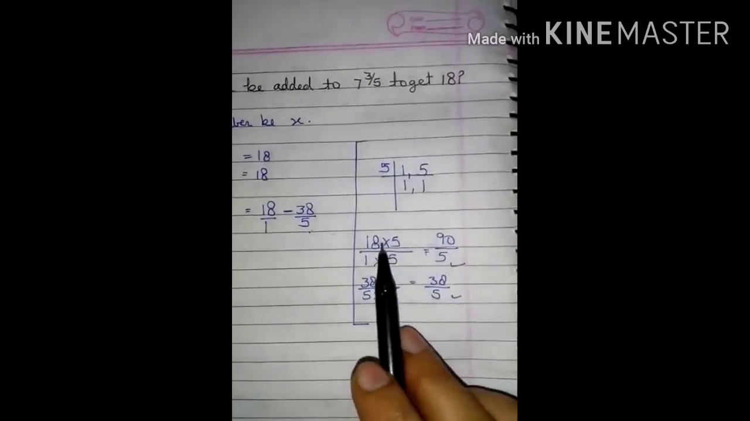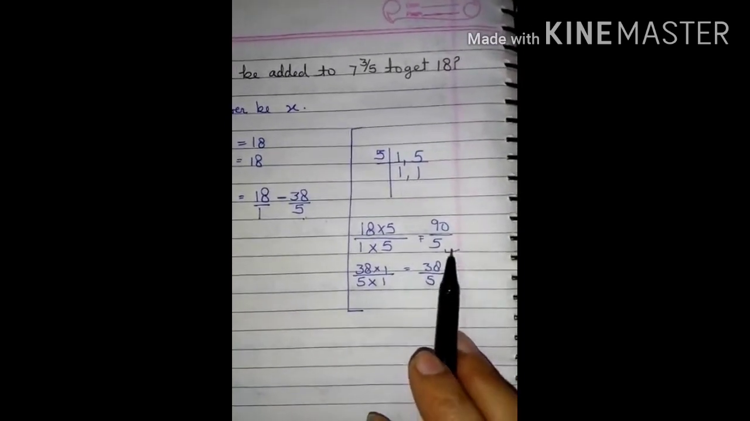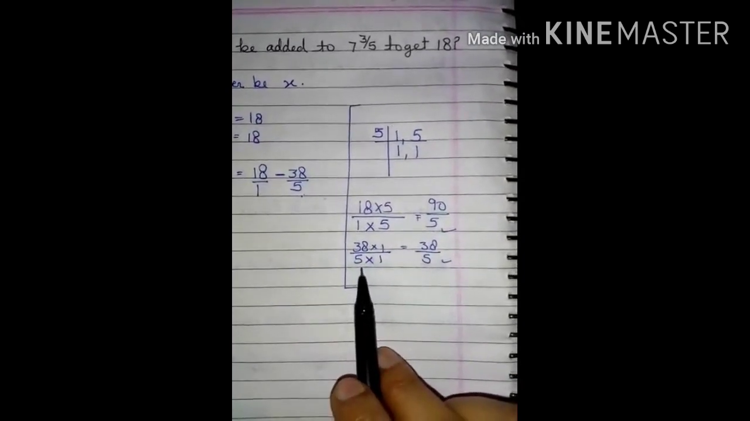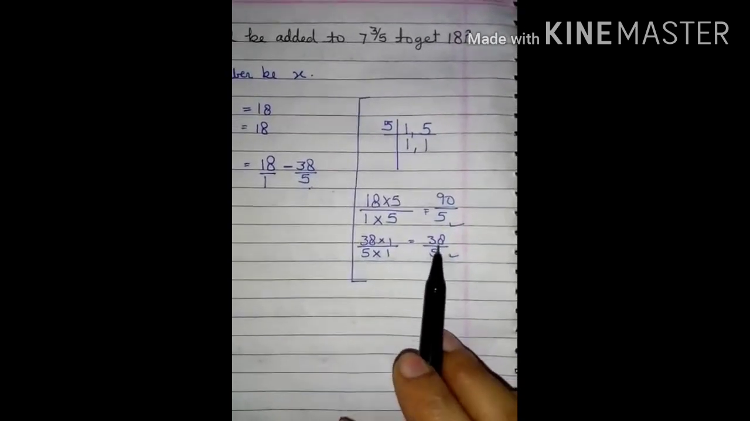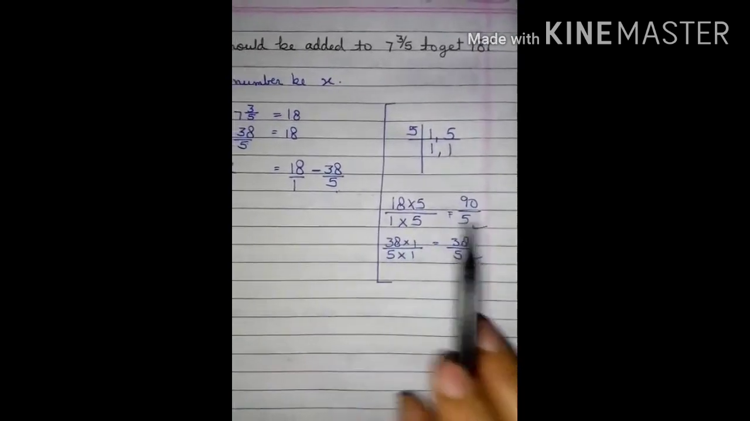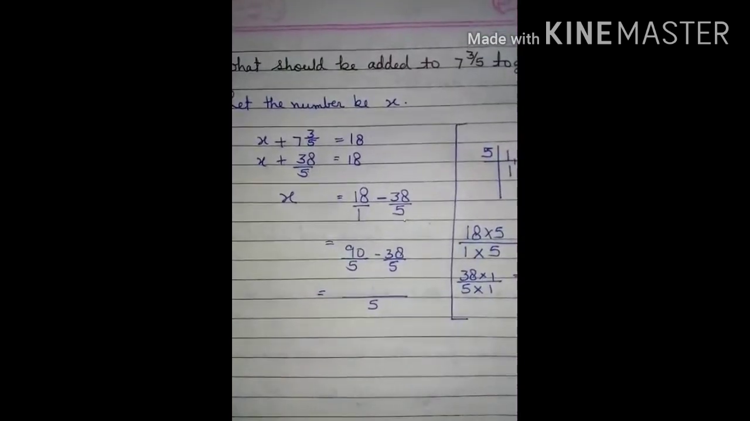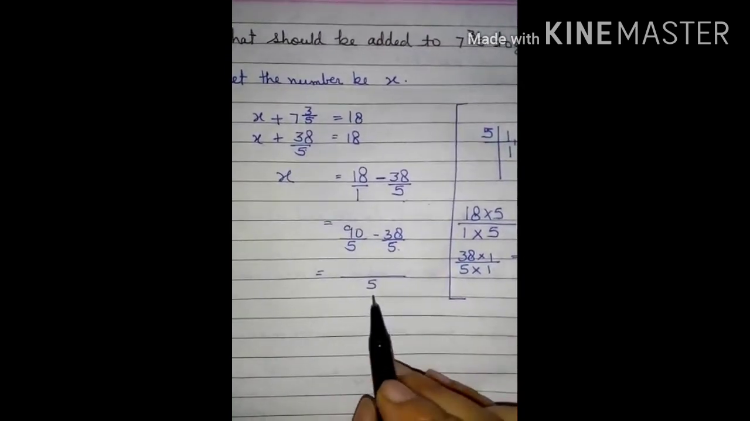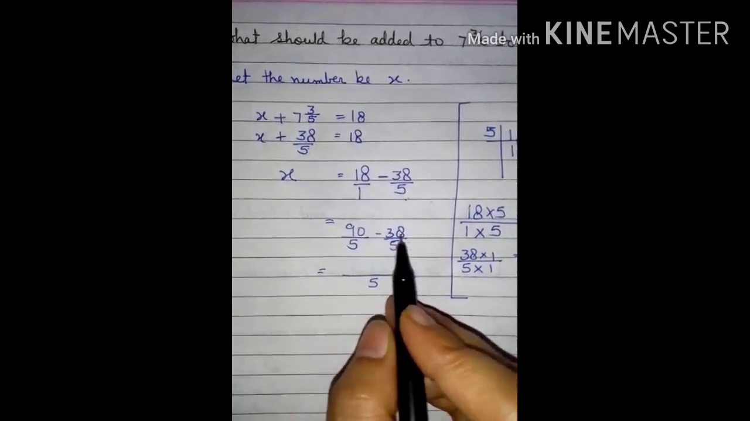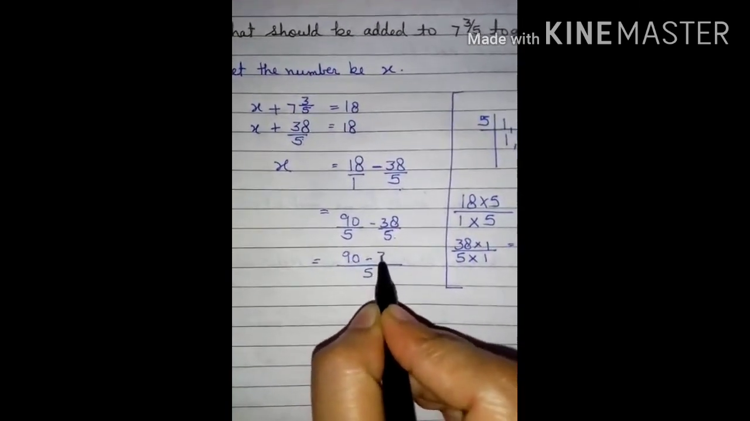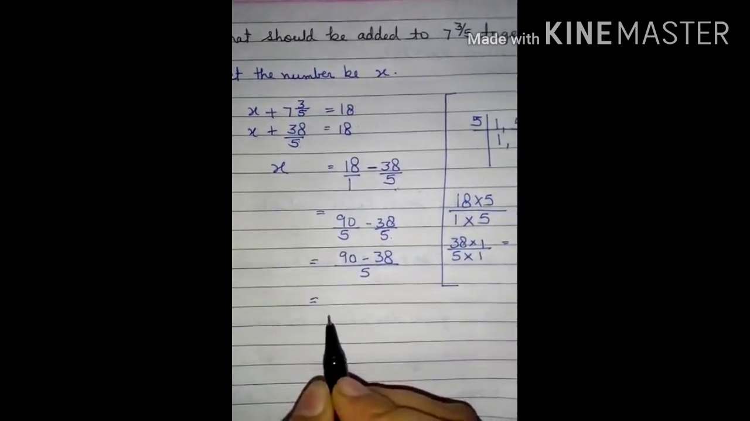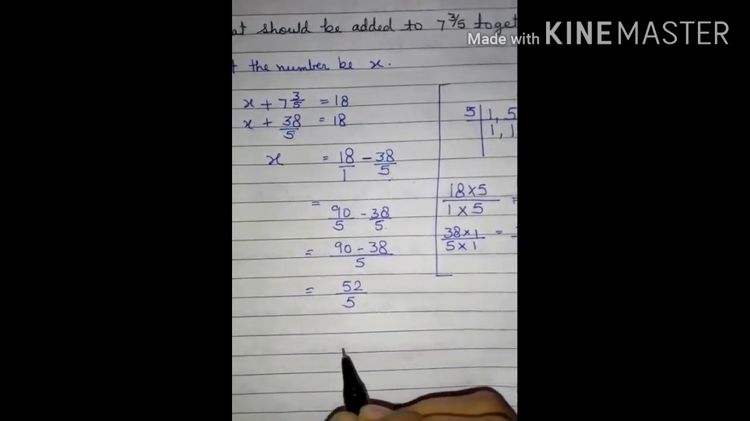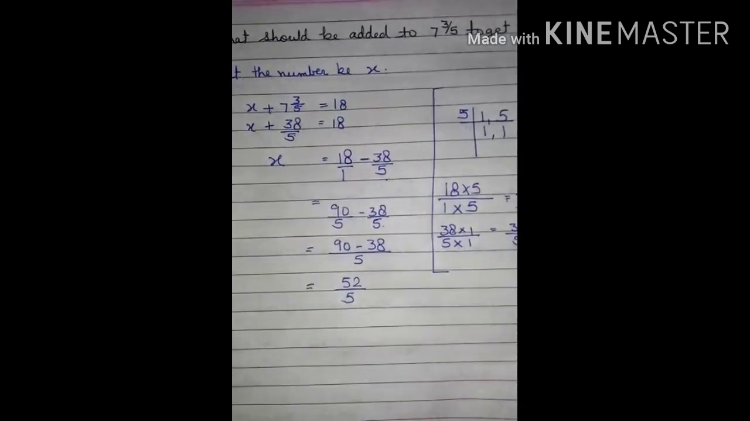Now you can see 18 upon 1, the denominator I have made 5 by multiplying with 5 upside and downside, and 38 upon 5 already has 5 in the denominator, so I have multiplied by 1. Now both have 5, so now we will subtract them. Now students, here 90 upon 5 minus 38 upon 5, when denominators are the same, LCM will be 5, then 90 and 38 will come as they are. 90 minus 38: when you subtract 38 from 90, you will get 52, and downside 5 will remain as it is.